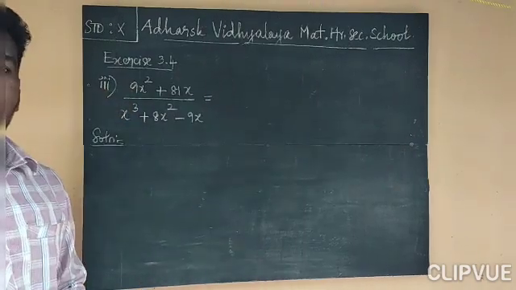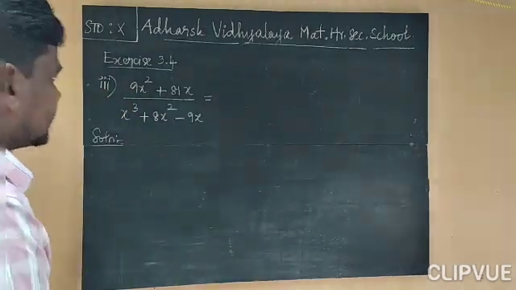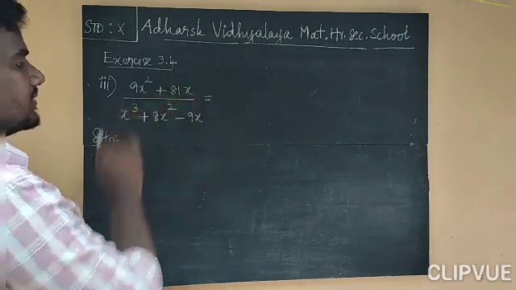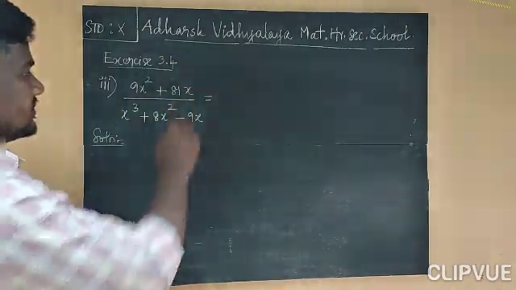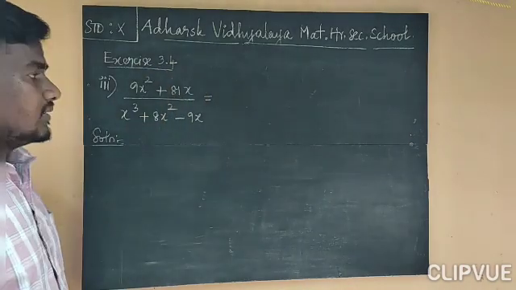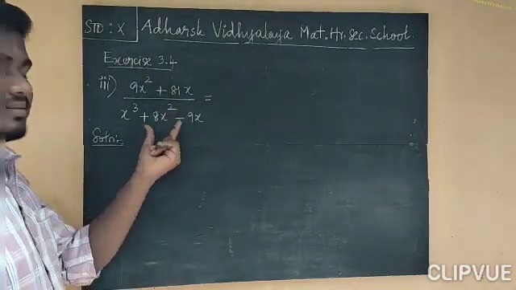Exercise 3.4, first question, third subdivision. The question is 9x square plus 81x divided by x cube plus 8x square minus 9x. This is the quadratic polynomial. The variable is x and this one is cubic polynomial.